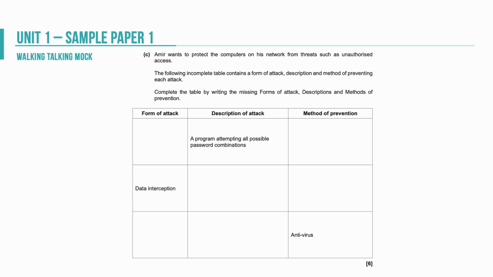Ami wants to protect the computers on his network from threats such as unauthorized access. Complete the table. So this again is quite a big question. 6 marks available. We've got to name 2 forms of attack, 2 descriptions, and 2 methods of prevention.